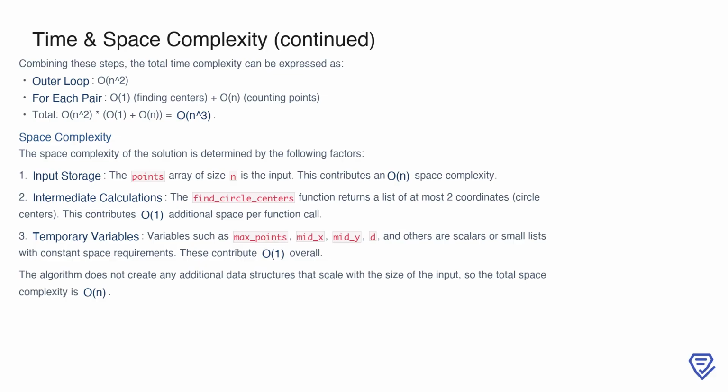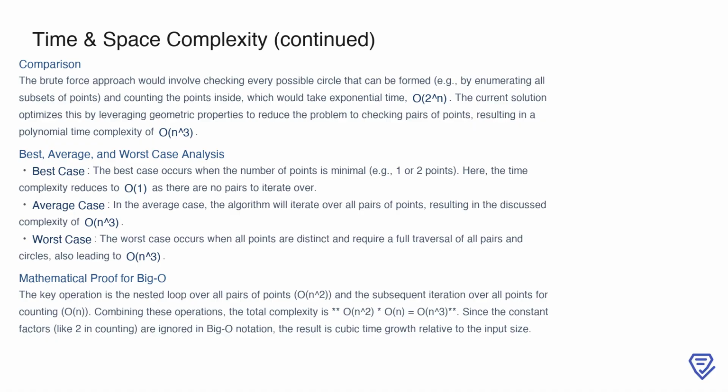Temporary variables used throughout the algorithm, such as those for intermediate calculations, also add a constant O(1). Since no additional data structures are used, the overall space complexity remains O(n). To put this into perspective, a brute force approach would involve enumerating all possible subsets of points to form circles, resulting in an exponential time complexity of O(2^n).